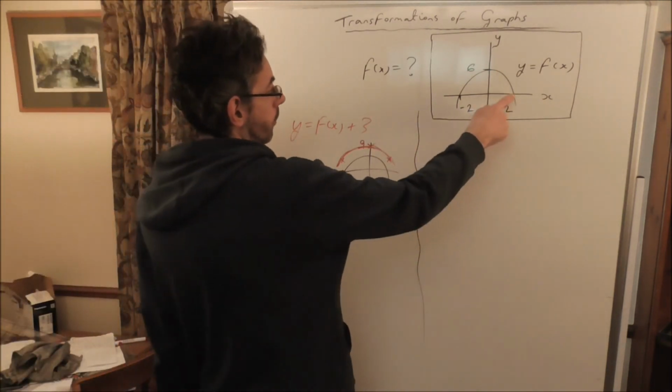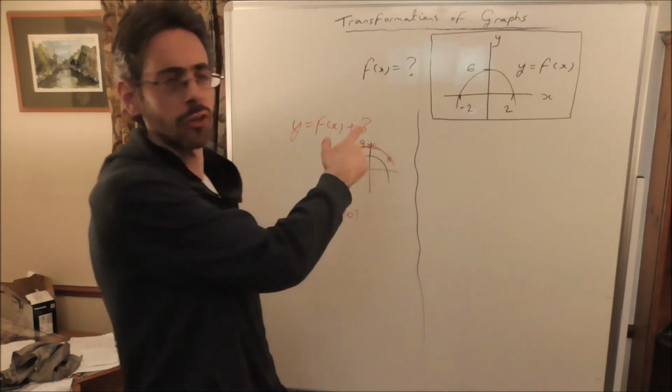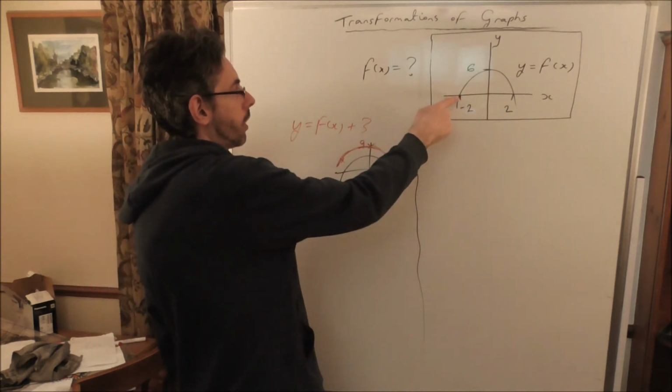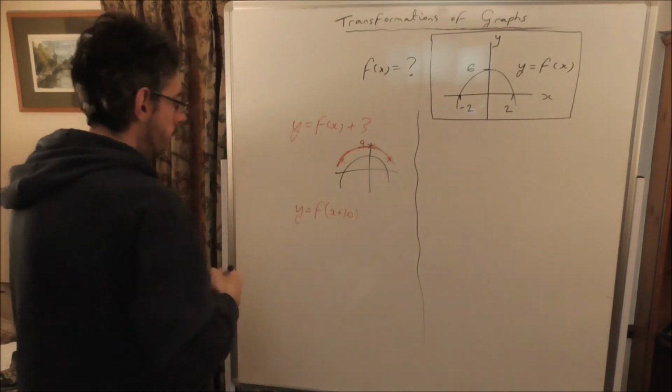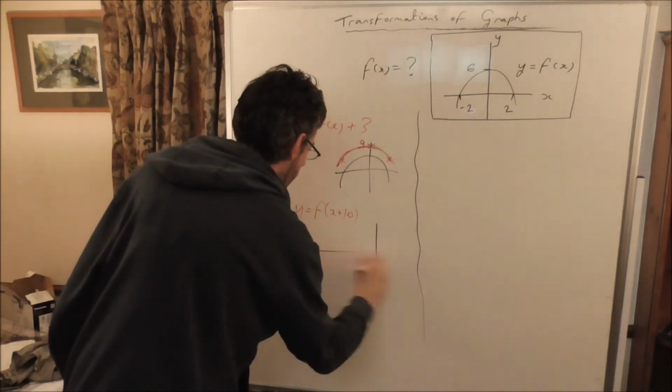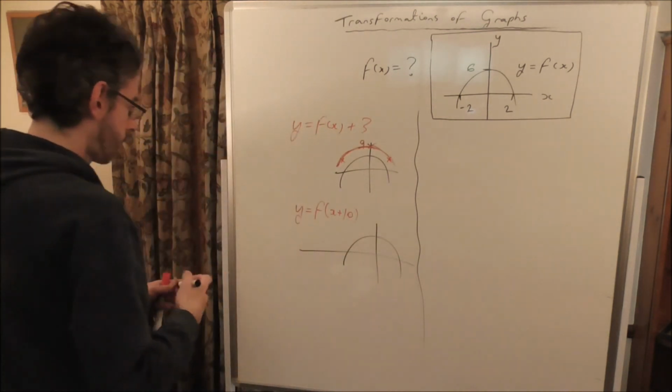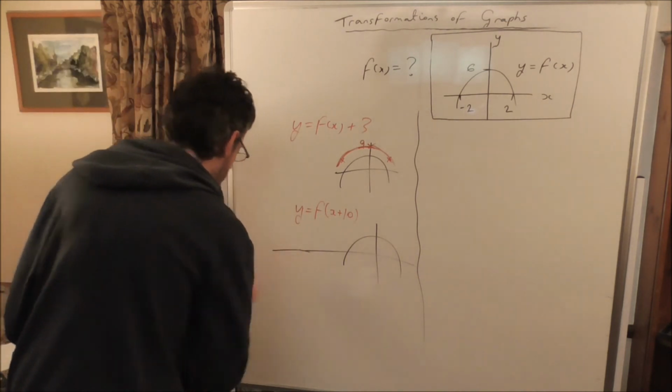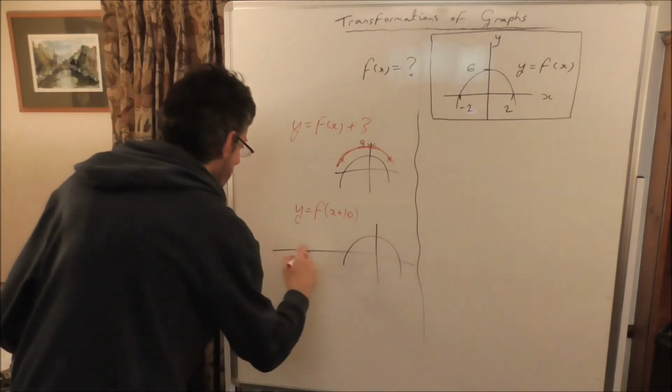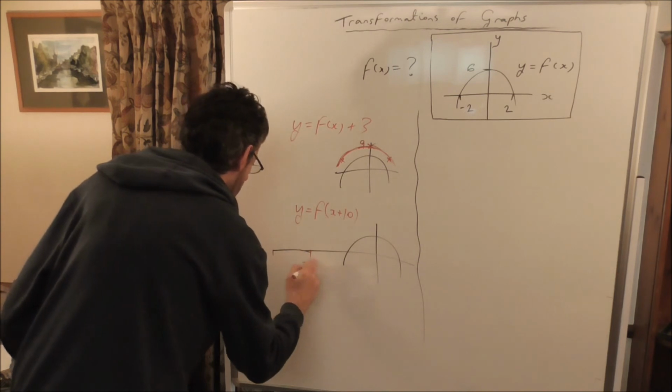So this point's going to move 10 places to the left and cross at minus 8. This point's going to move 10 places to the left and cross at minus 12. So all the points are going to move 10 places to the left. So this is the original graph. Just extend this line a bit. So the new graph is going to cross the x-axis at minus 8 and minus 12.